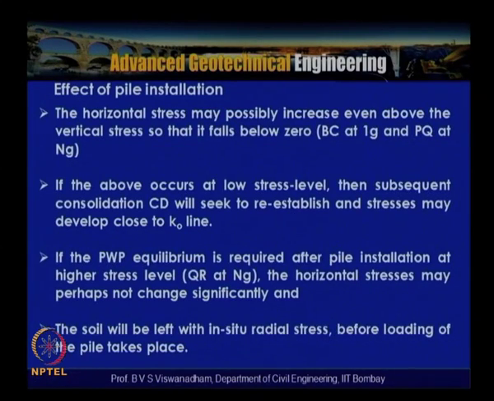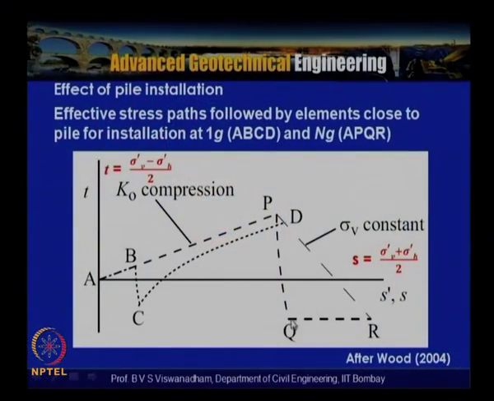If the pore water pressure equilibrium is required after pile installation at higher stress level QR at Ng, then horizontal stresses may perhaps not change significantly and the soil will be left in the in situ radial stress before loading of the pile takes place. So there may not be much change, and then the loading of the pile takes place in this direction. If you adopt this A, B, C, D stress path and A, P, Q, R, the process is distinctly different for a pile installed at 1G and a pile installed at Ng.